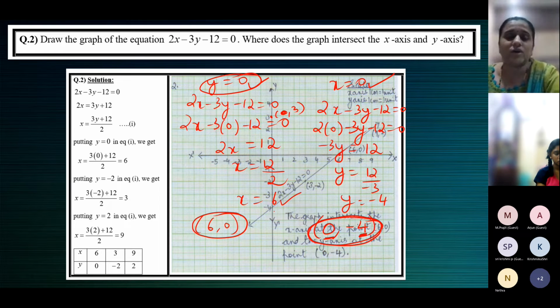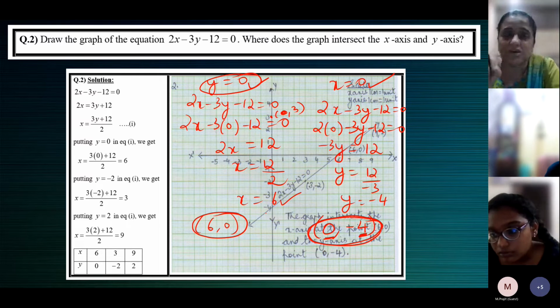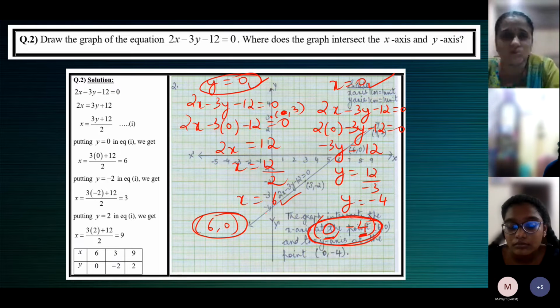Making the graph and answering this question is time consuming. But if you're asked to make the graph, you have to make the graph. But if the question is simply to find where the graph line will cut the x and y axis, the question does not expect you to make the graph. There's nothing like draw the graph of the equation. So if you don't find those words, draw the graph, you need not make the graph. You should make the graph only if it is mentioned, draw the graph or make the graph. Otherwise, you don't have to make the graph.